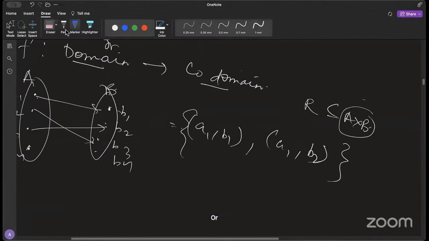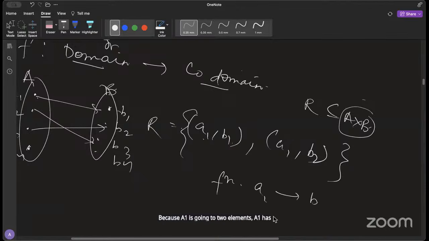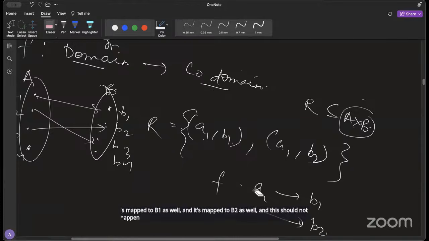So let's say you have defined R as this. Why is this not a function? Because A1 is going to 2 elements. A1 is mapped to B1 as well, and it's mapped to B2 as well. And this should not happen. That's why this is not a function.